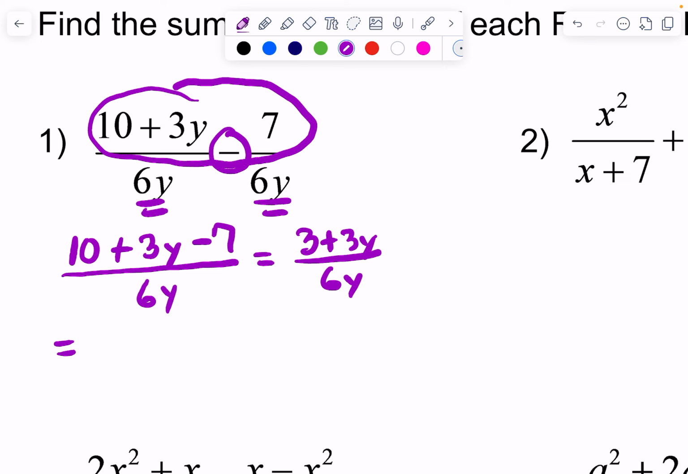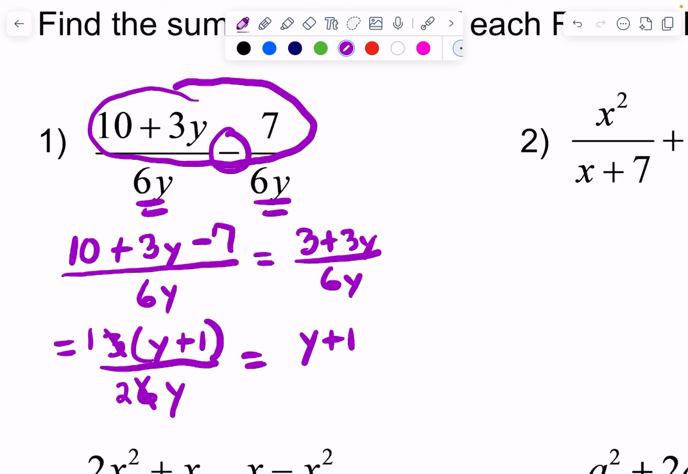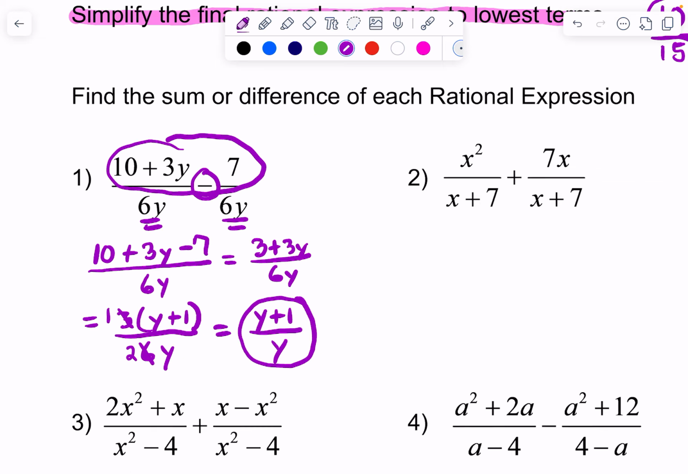Which then I can factor a 3 out of the numerator, rewriting it as y plus 1 in standard form, divided by 6y. And then if you notice, we can go ahead and reduce the 3 and the 6 to 1/2, leaving us with y plus 1 over 2y, and we are done. It's that simple. It's not that bad.